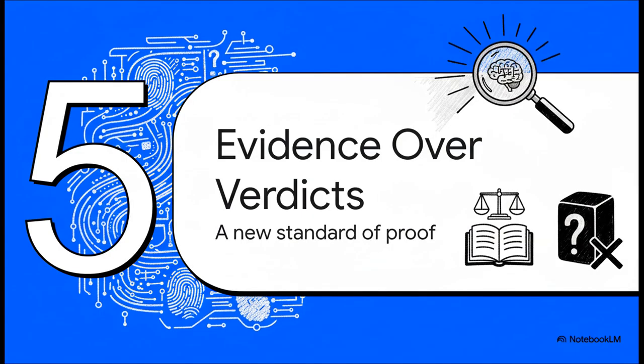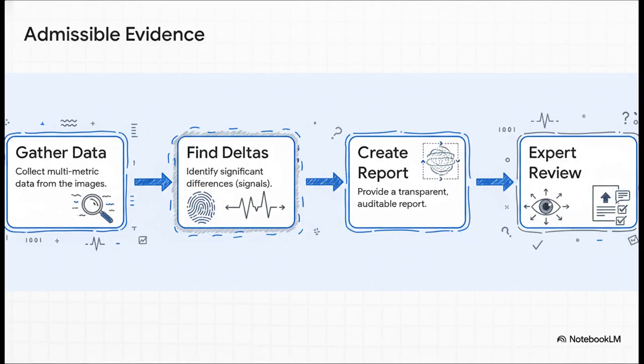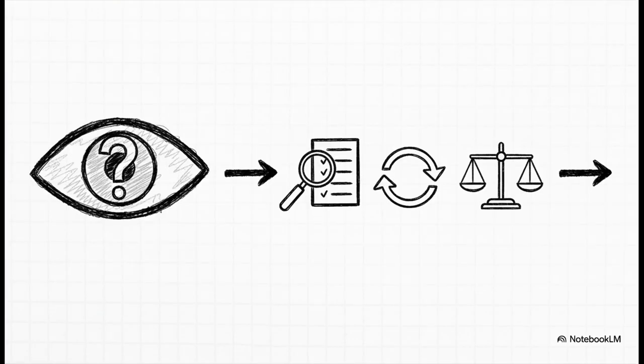So we solved our little puzzle. But the bigger story here, the reason this matters, is about establishing a whole new standard of proof for our digital world, one that puts real evidence over simple, unsupported verdicts. What this method does is create a clear, defensible chain of evidence. You gather data from all those different tests, you identify the significant differences, like that huge spike in entropy, and then you bundle it all into a transparent, auditable report that an expert witness can actually present and defend in court.